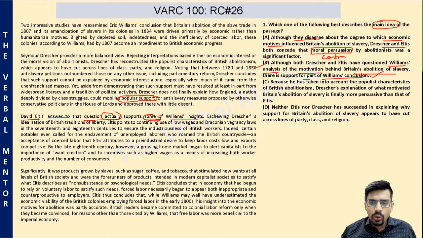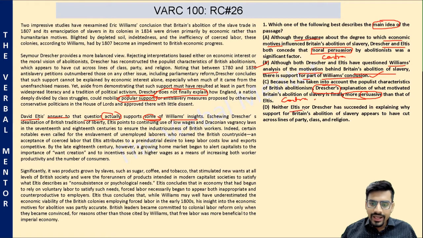Option C: because he has taken into account the populist characteristics of British abolitionism, Drescher's explanation of what motivated Britain's abolition of slavery is finally more persuasive. So option C lends support to Drescher's conclusion. The author has never supported Drescher's conclusion. He does not find it more persuasive. In fact, he thinks that Drescher does not finally explain, so his conclusion is lacking in some aspects. Option C is contradictory to the author's point of view. He's in support of Eric Williams.